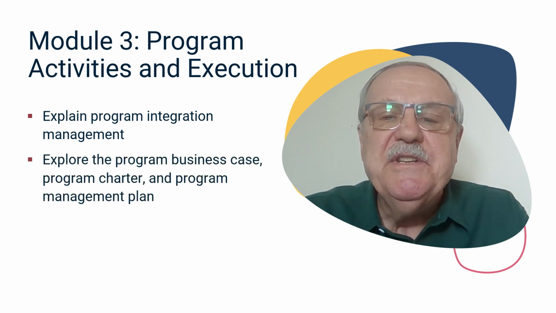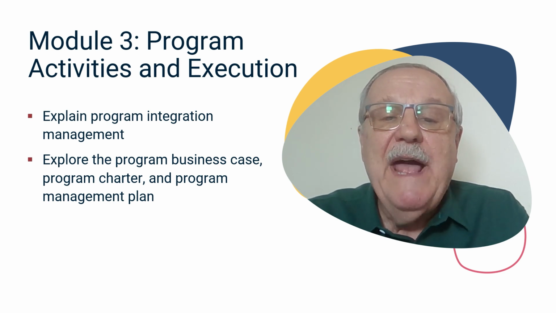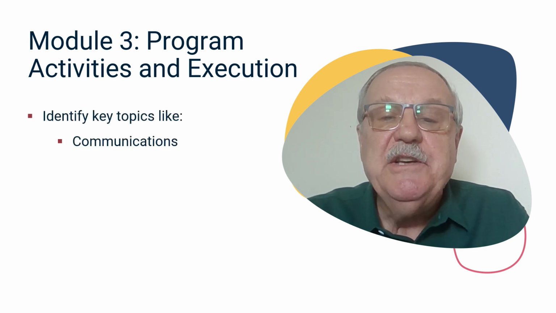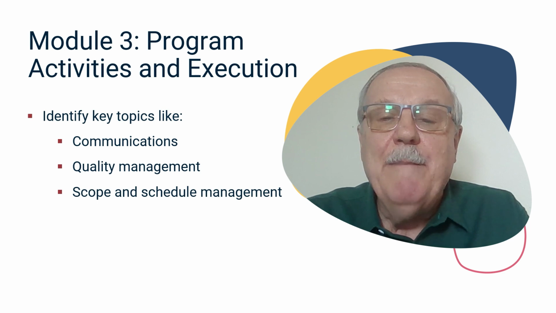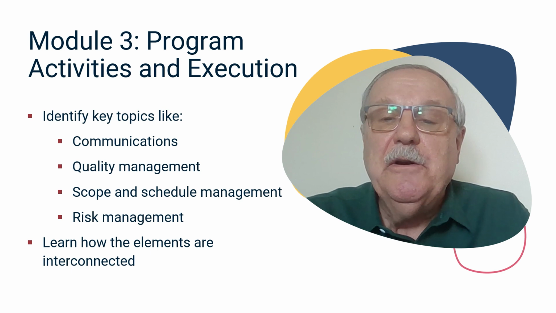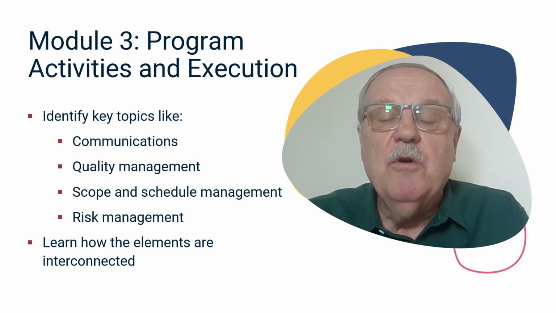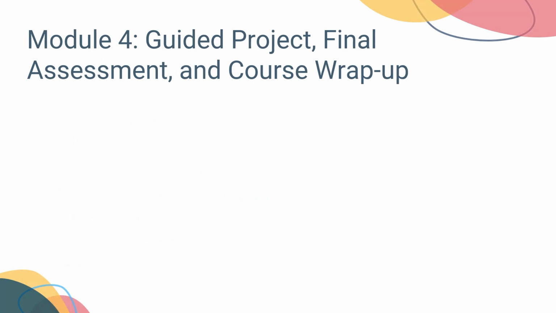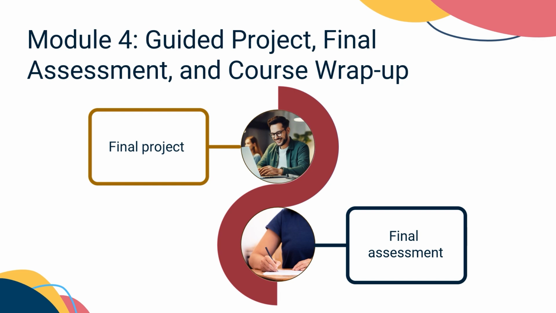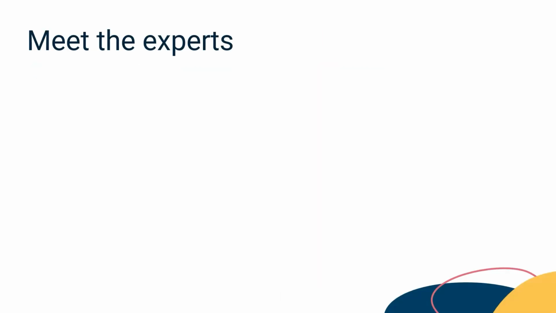Module 3 focuses on program integration management. It covers the program business case, program charter, and program management plan, including formulation, planning deliverable, and closure phase activities. Key topics include communications, quality management, scope and schedule management, and risk management, illustrating how these elements interconnect to ensure the successful delivery and alignment of the program with strategic objectives. In the final module, you'll work on a project and take an assessment to test your understanding of the key concepts. You will now hear from program management experts as they introduce themselves, their current roles, and their respective companies.